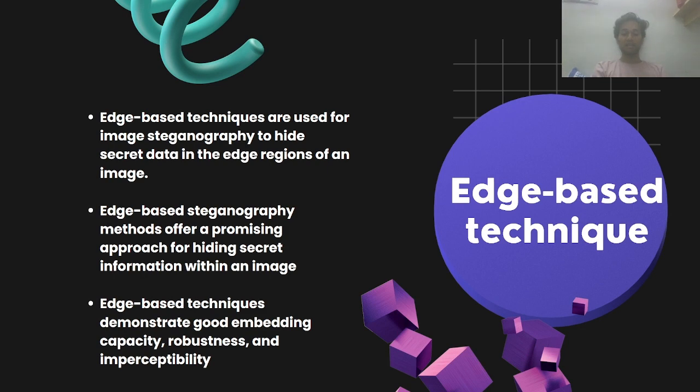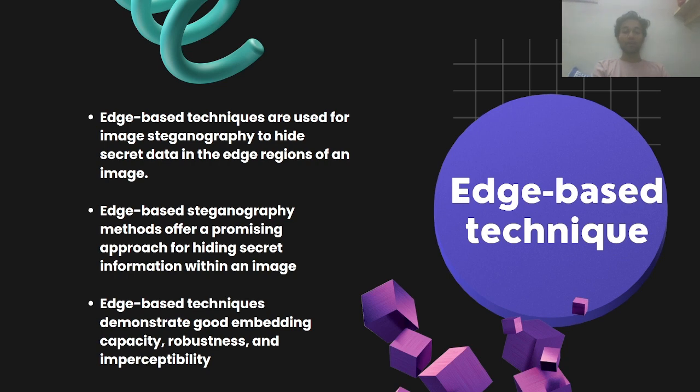Now, edge based techniques. This subsection discusses the various edge based techniques for image steganography. It highlights the advantages and disadvantages of each method. One such technique, proposed in 2021 by Atta and Ghabari, uses the dual tree complex wavelet transformation and a neutrosophic edge detector to embed secret data into the detected edges.